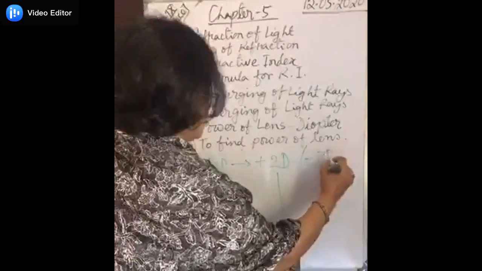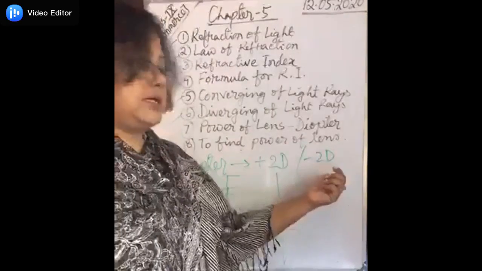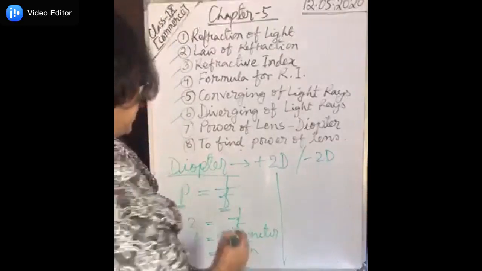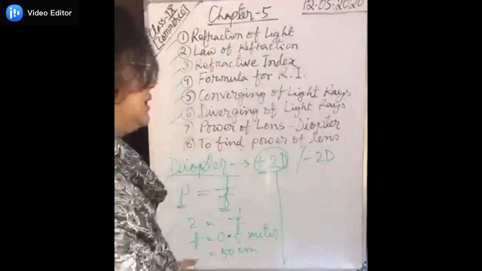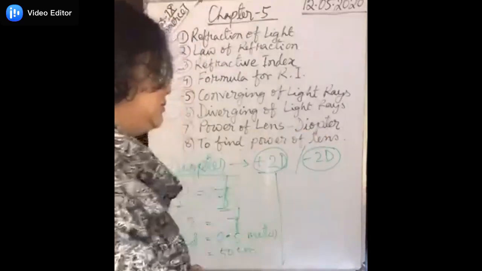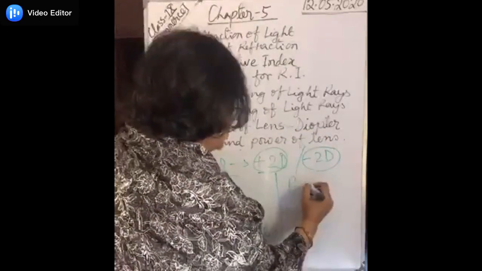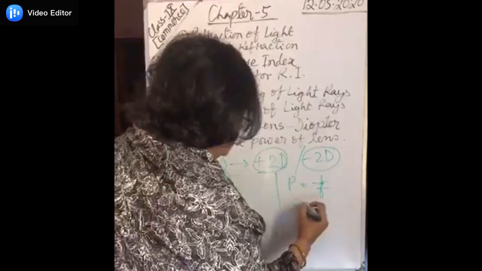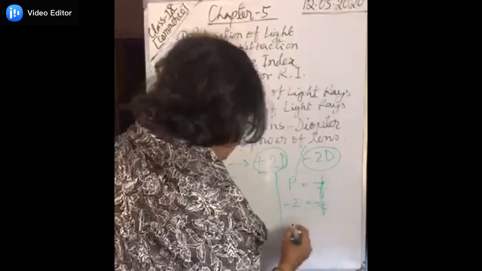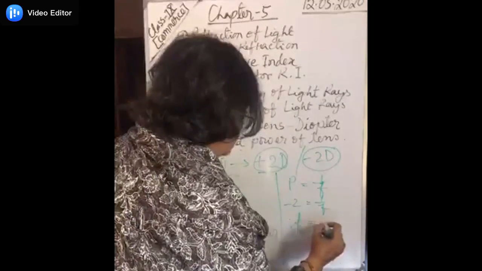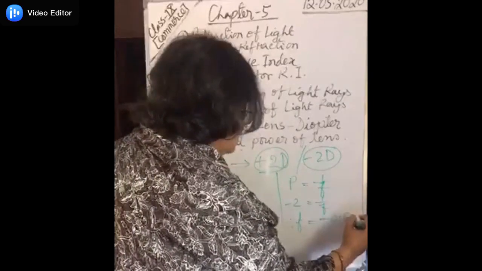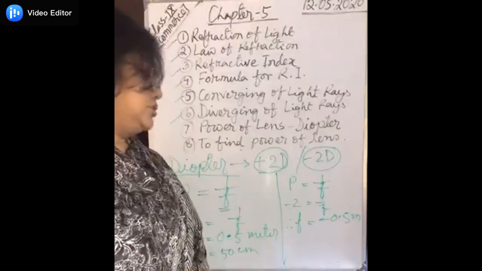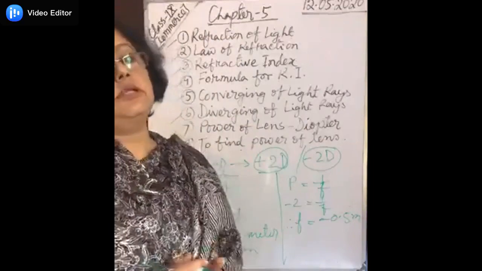If the power is minus 2D, what will happen? Seeing the minus sign, you can understand which kind of lens this is the power of. That is a concave lens. The earlier one was the power of a convex lens, and this is the power of a concave lens. The formula is the same, P equals 1 by F. Putting the value of P, minus 2 equals 1 by F, therefore F equals minus 0.5 meter. That means the focal length is minus 0.5 meter. In centimeters it will be minus 50 centimeters.